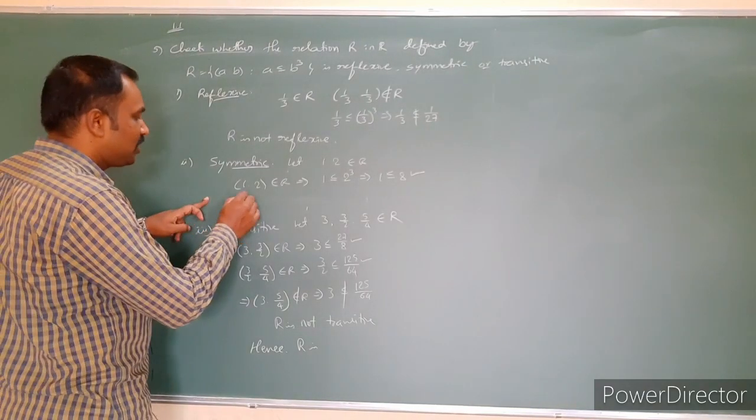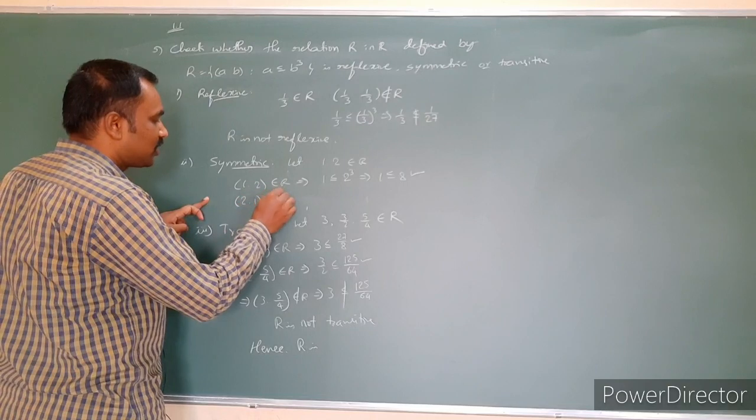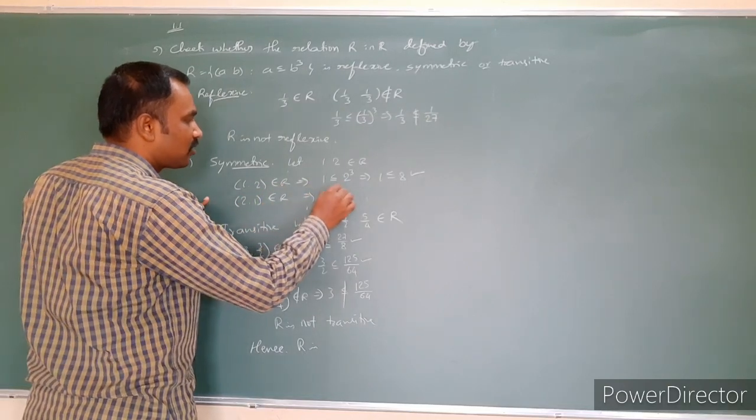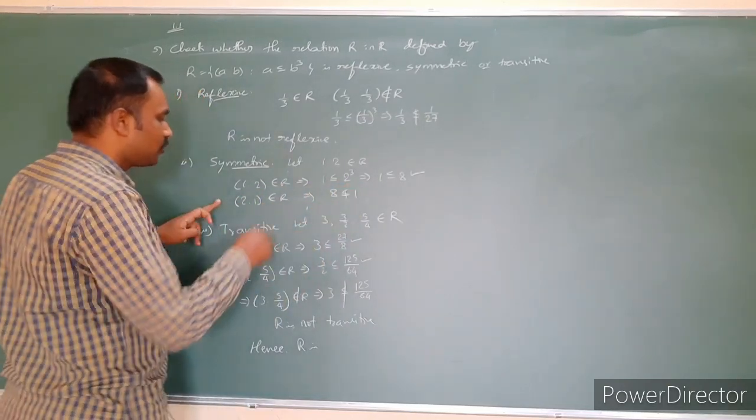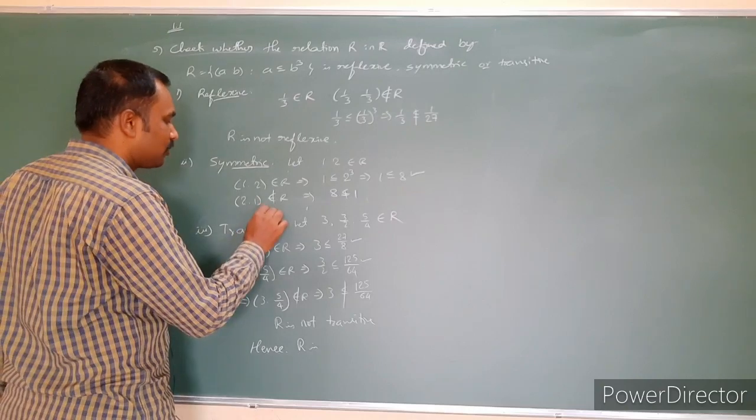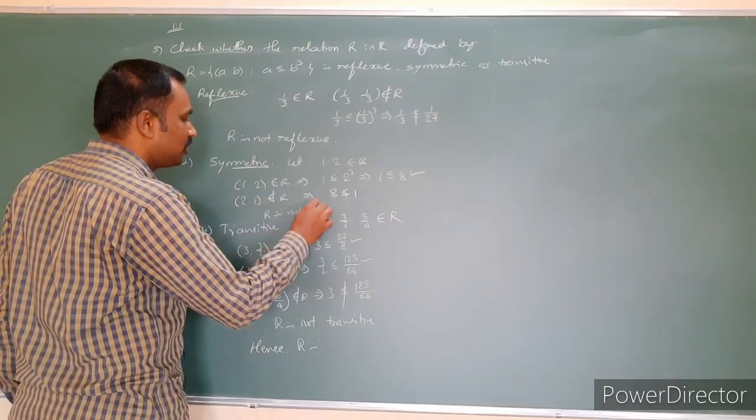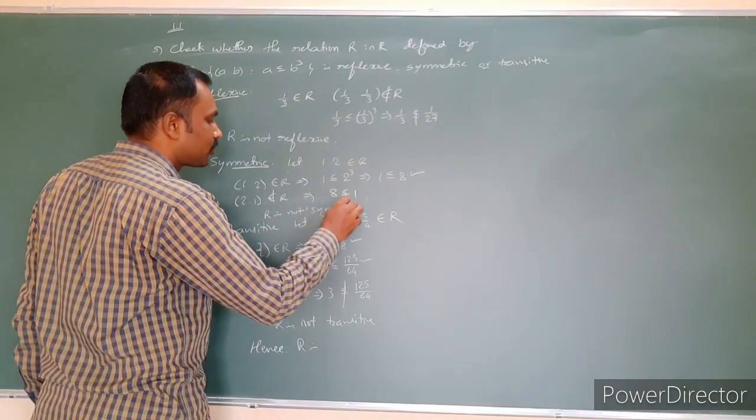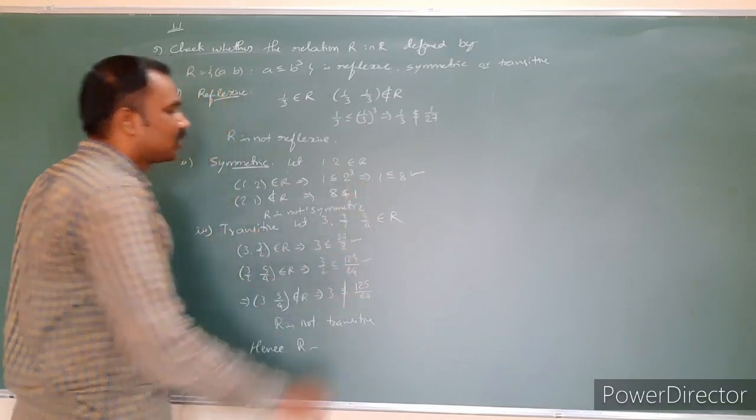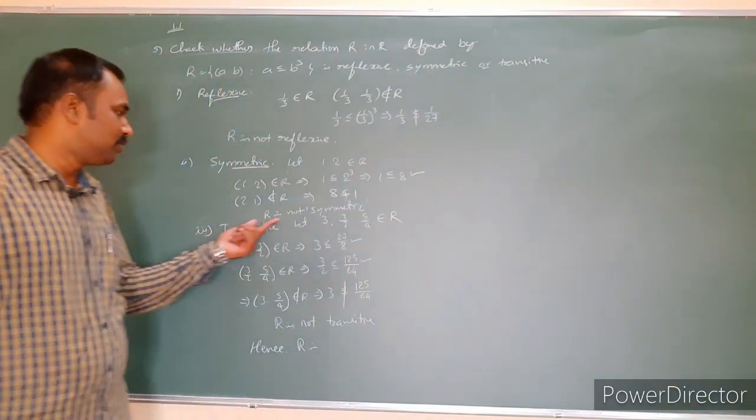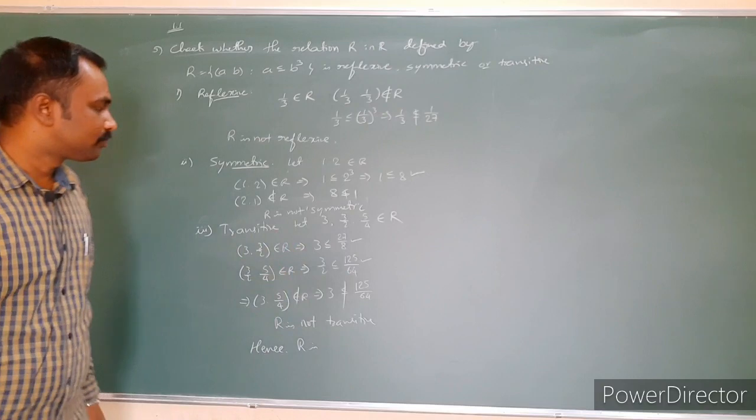So what does symmetry mean? We have to check (2, 1). Does (2, 1) belong to the relation or not? 2 is not less than 1, so it does not belong. Therefore R is not symmetric. R is not symmetric. Are you sure?